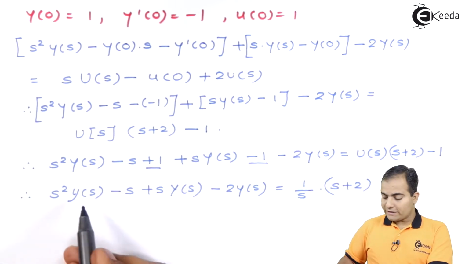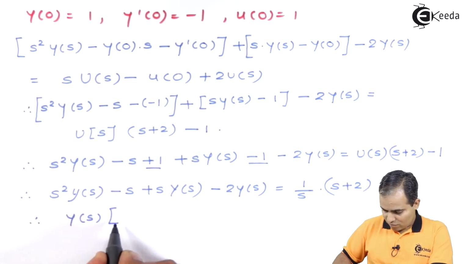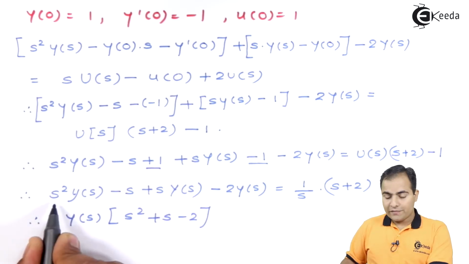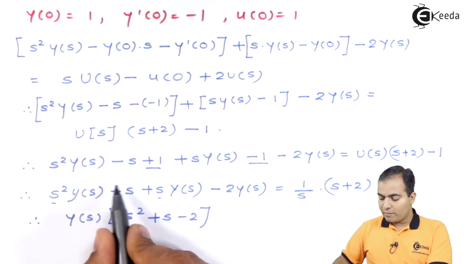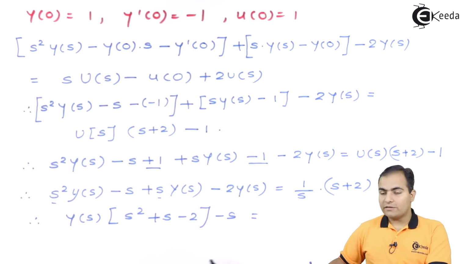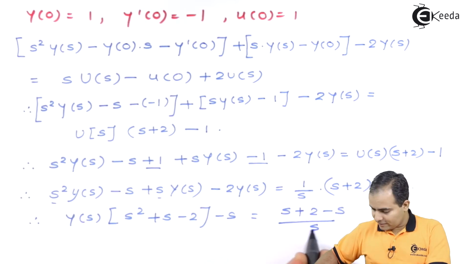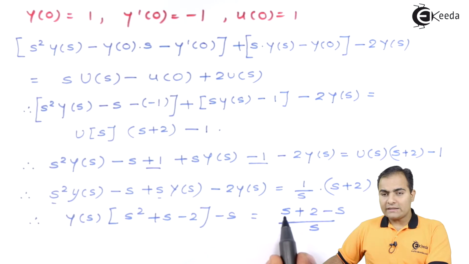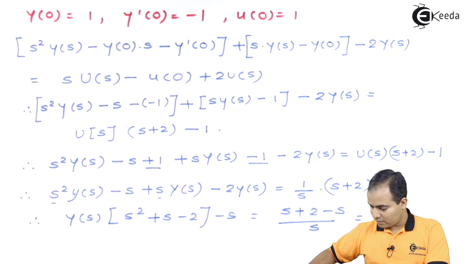Now what is our next step? Take Y of s common from the left hand side. I have taken s square plus s minus 2 and placed it inside this bracket, and minus s is left open, so I'll write it over here. Next one, just do the cross multiplication. What you will get is this s will be multiplied over here, so this will be minus s, and in the whole denominator we have s. Now this s and s will get cancelled, so on the right hand side you get only 2 by s.